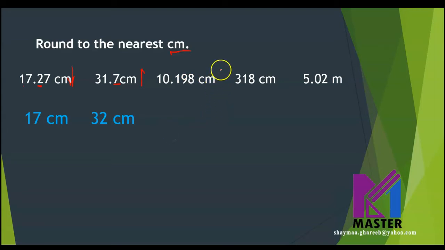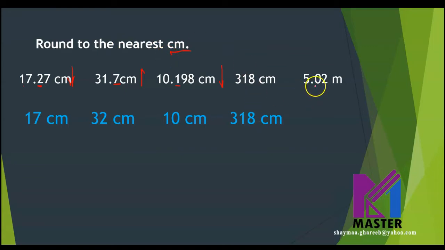10.198 will be rounded down. Why? Because it has 1 in the tenths place. I only look at the tenths place. So it will be 10 centimeters. 318 centimeters. It's already a whole number and it's already rounded. So it will stay as it is, 318 centimeters. Is this clear? When I have a whole number, it will stay as it is because I'm rounding to the nearest whole number.